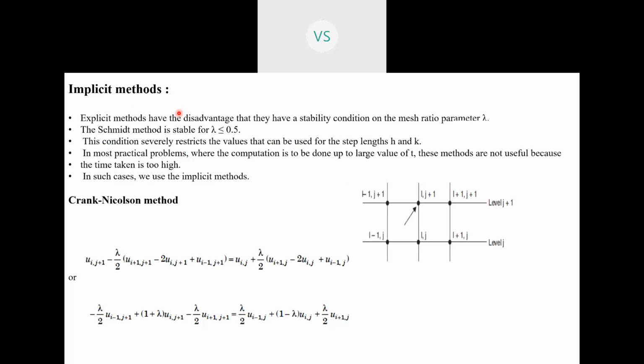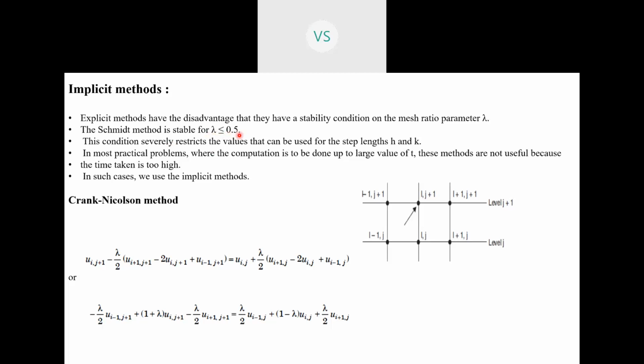Then we'll go on to implicit methods. Now, explicit methods, as we have seen, have the disadvantage that they have a stability condition. As I explained, a stability condition is required in explicit methods. What is the stability condition? The lambda value should be less than or equal to 0.5. This is the stability condition for the explicit method, but such a condition is not required in implicit methods.